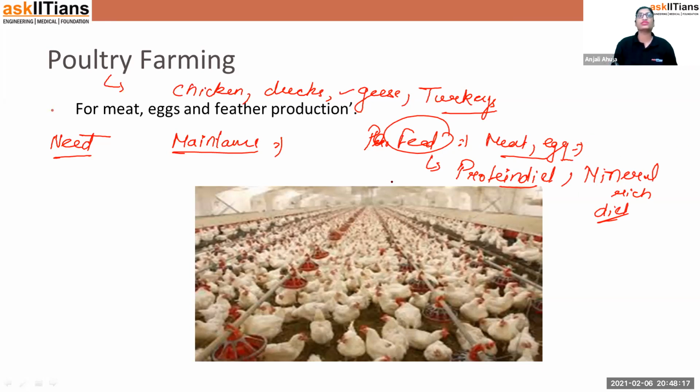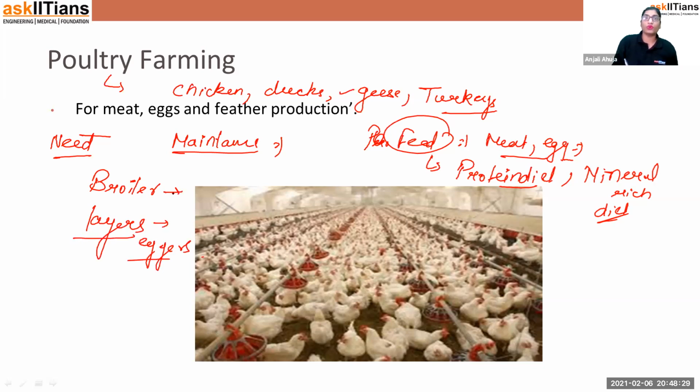Now, guys, poultry used to be of two types: broilers and layers. Layers are also known as eggers. Broilers are grown for the purpose of obtaining meat, and layers, the eggers, are grown for the purpose of obtaining eggs. So you can say that a different diet is given to broilers and eggers, because in eggers even more minerals are added. So you can say: this is the definition of poultry farming, this is the need, this is how we maintain, and these are the products that we are getting.